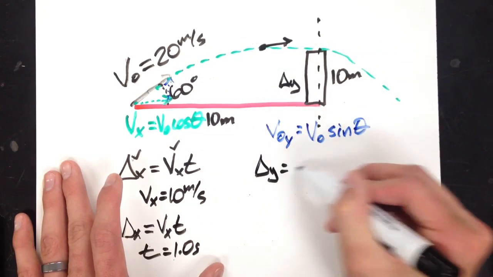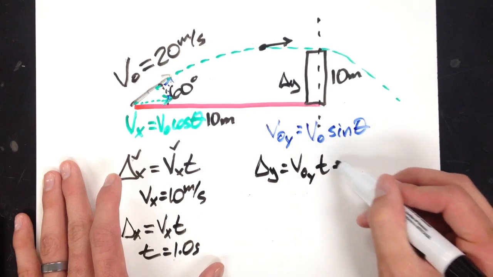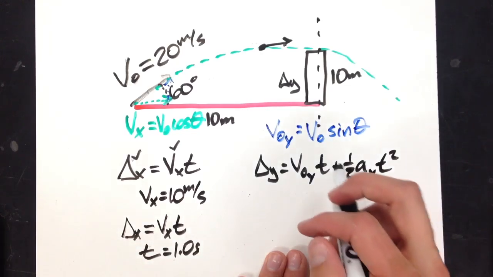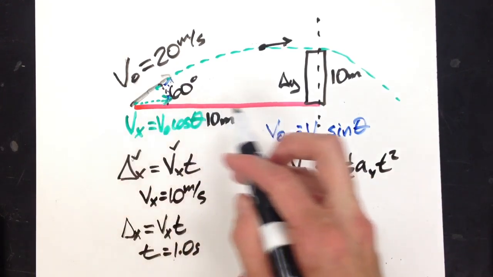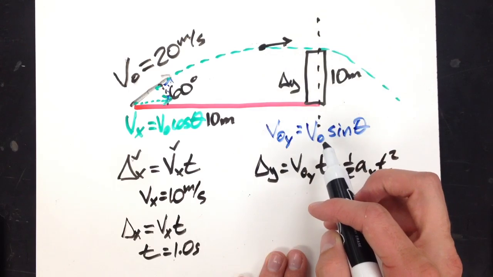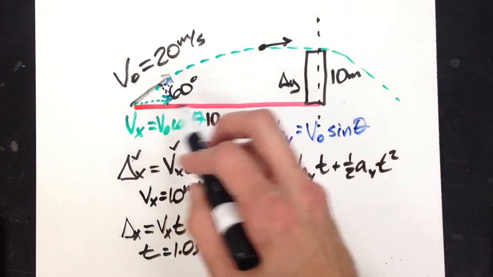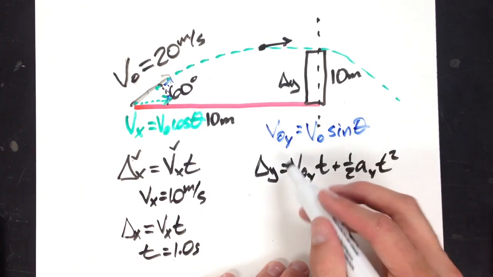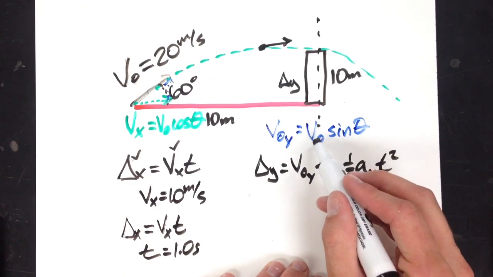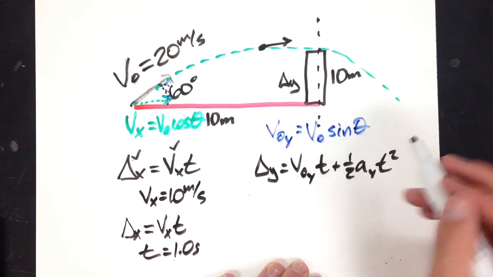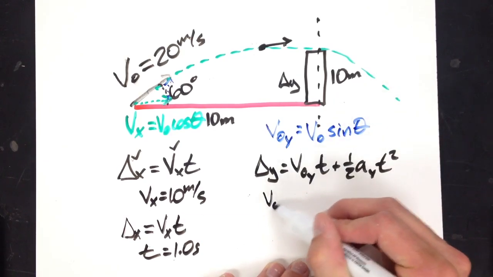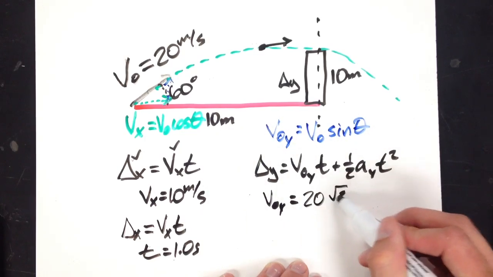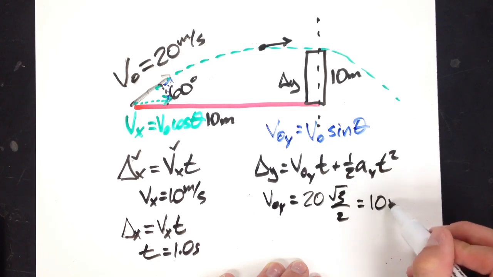Well, delta y equals V0y t plus 1/2 ay t squared. Now, the time that I'm going to plug in is the time it takes to get to this 10 meter mark. Not here, but the time it takes to get horizontal 10 meters. So I plug in my values. V0y is going to be 20 sine of 60, which sine of 60 is square root 3 over 2. So V0y is 20 times square root 3 over 2, or 10 square roots of 3.